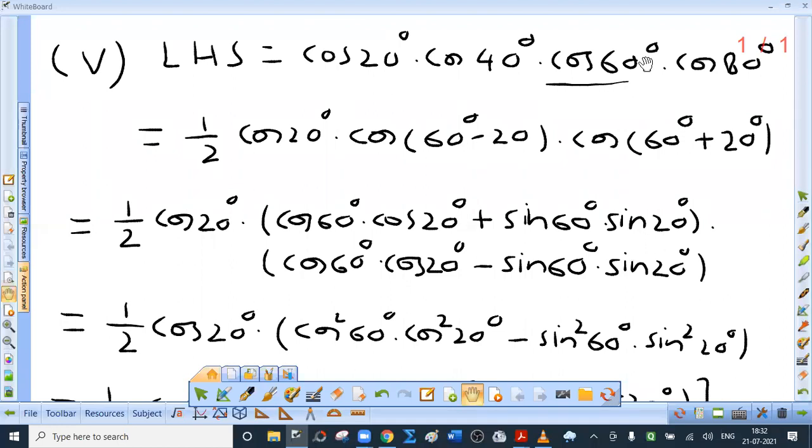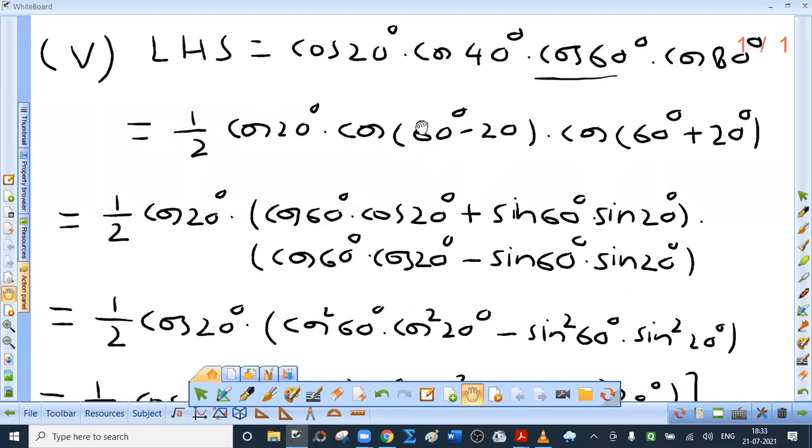Sum number 5, prove that cos 20, cos 40, cos 60, cos 80 is 1 by 16. We have already solved this sum using a different method. If you remember, we had multiplied numerator and denominator by 2 sine 20 degree and so on. Actually, this sum can be solved using 3 methods. First one we already discussed. This is the second method. Now the third method we will be using for sin 20, sin 40, sin 60, sin 80. That method can also be used for this sum. So in short, this sum can be solved using 3 different methods.